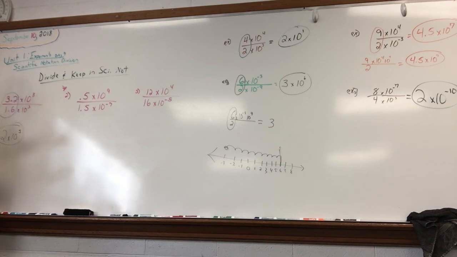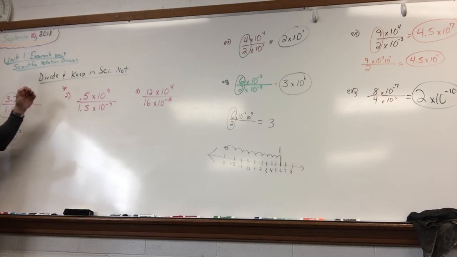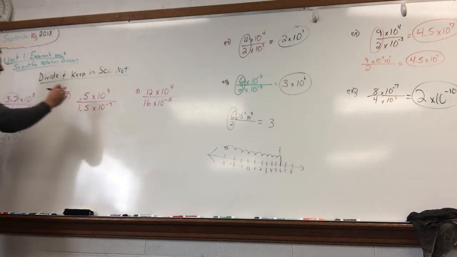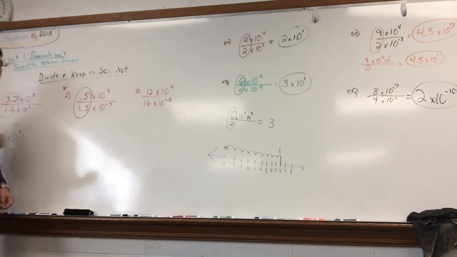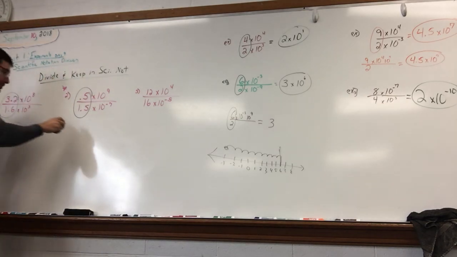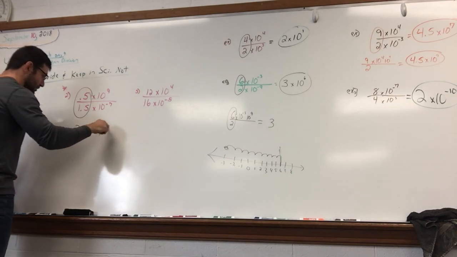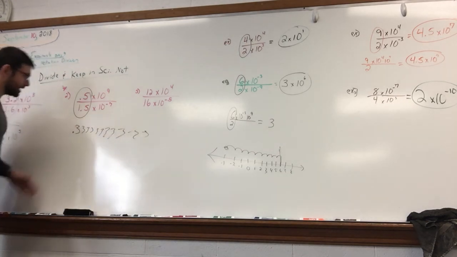Simone, what do I need to do first? Divide. Okay, what am I going to divide? 1.5. Wow. How do we say this more mathematically? 5 what? 5 tenths. Divided by? 1 and 5 tenths. Very good. 5 tenths divided by 1 and 5 tenths. Now stop right there, just watch. Your calculator should give you, and it's going to keep on going.